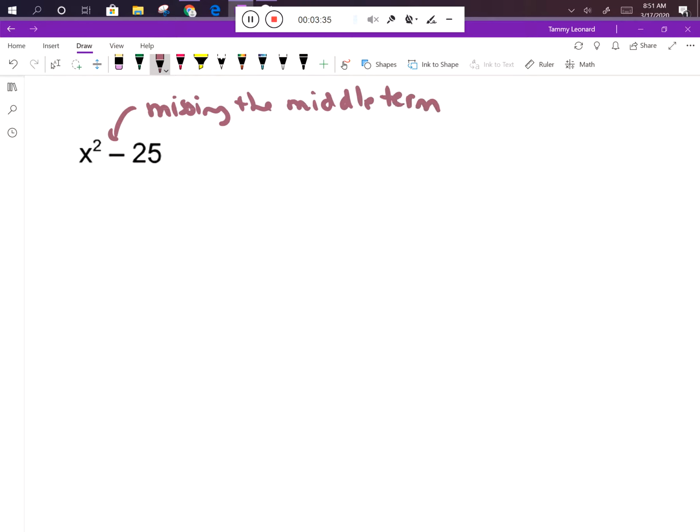So here we are using a method called splitting the middle term, and we don't even have one. So this actually adds a first step to what we need to do. Notice we've got the first term, we've got the x squared. We don't have the middle term, but we do have the last term, the minus 25. Well, we need this thing to be a trinomial in order to be able to split the middle term.